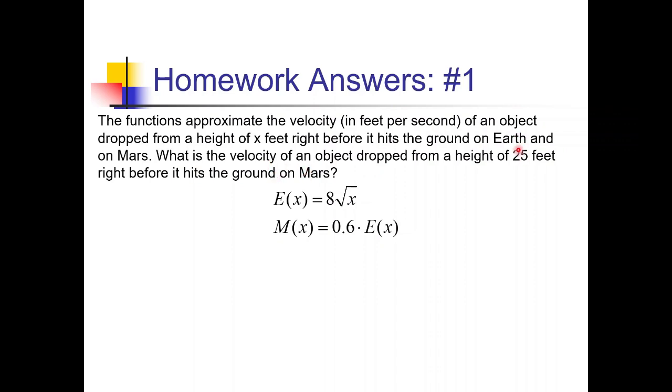So if we're doing Mars here, we have to do m of 25. That's 0.6 times e of 25. But now e just does 8 times whatever you plug into it. So this is really 0.6 times 8 times the square root of 25. And I'll bet I could do this one without a calculator. Square root of 25 is 5. 5 times 8 is 40. And then this is basically 60% of 40. So 10% of 40 would be 4. 6 times that is 24. So this would be 24 feet per second.